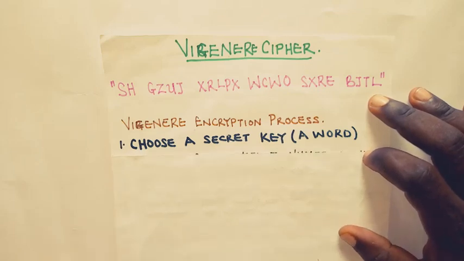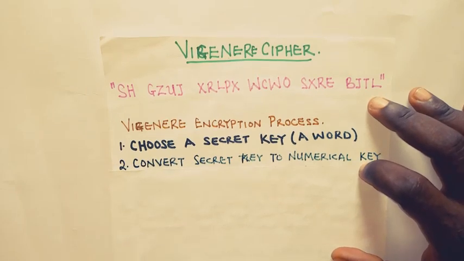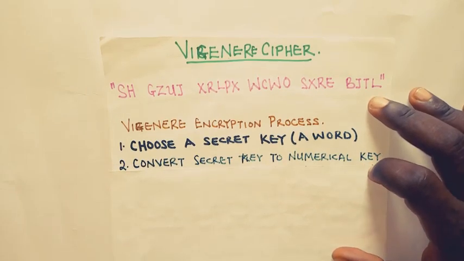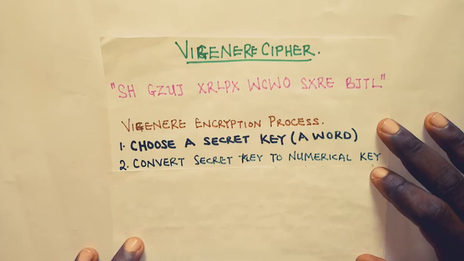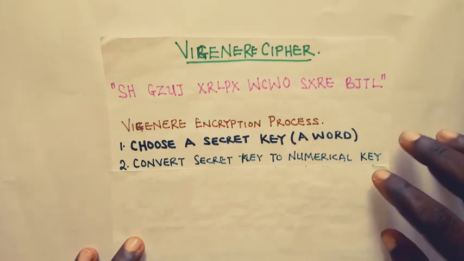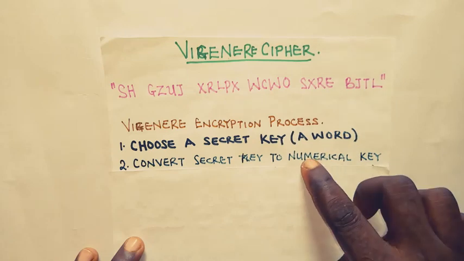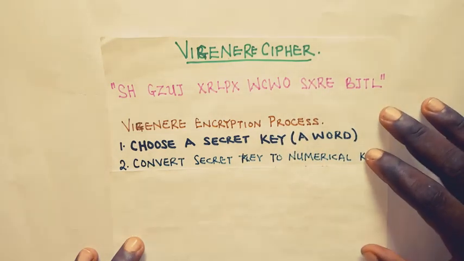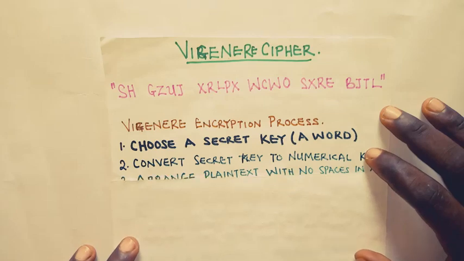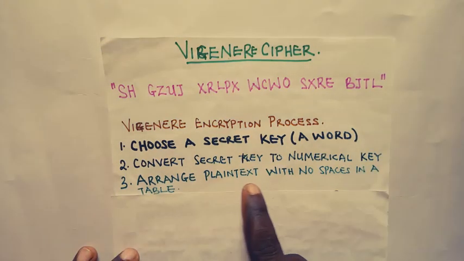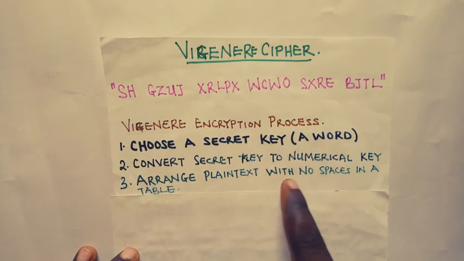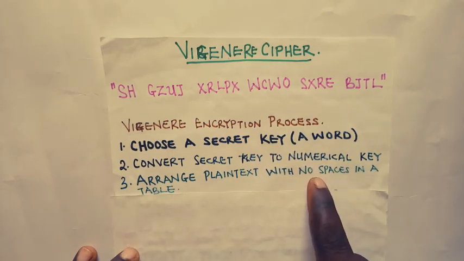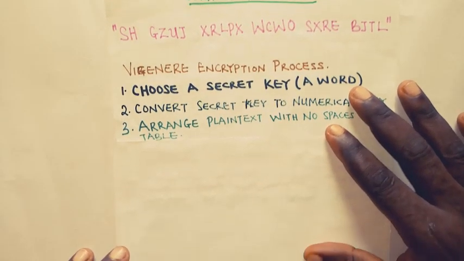The second thing we need to do after choosing a key, in the Vigenere Cipher system, is to convert the secret key into a numerical key. Normally the secret key is usually a word, and then we convert that word into a numerical value. I will show you how that is done in a minute. The third thing we need to do in the process is to arrange the plain text, that means the text you want to encrypt, into a table without spaces. Note that there should be no spaces in between words. We will see that process very soon.